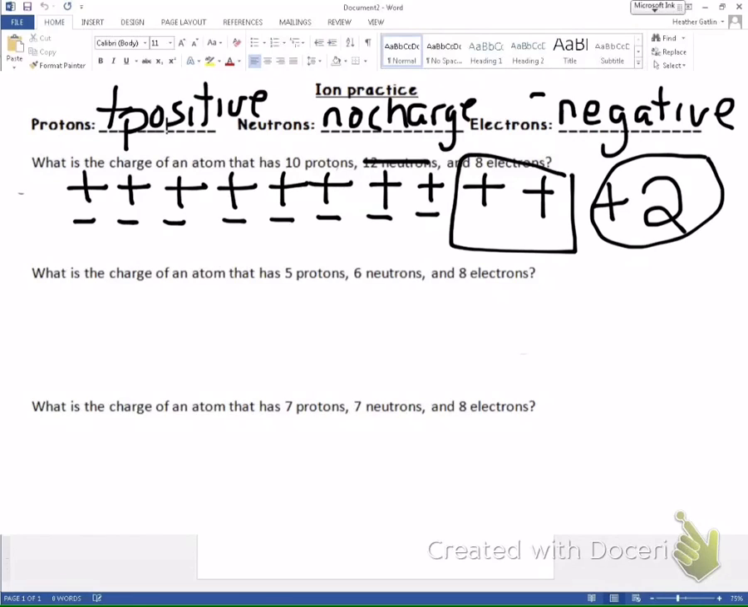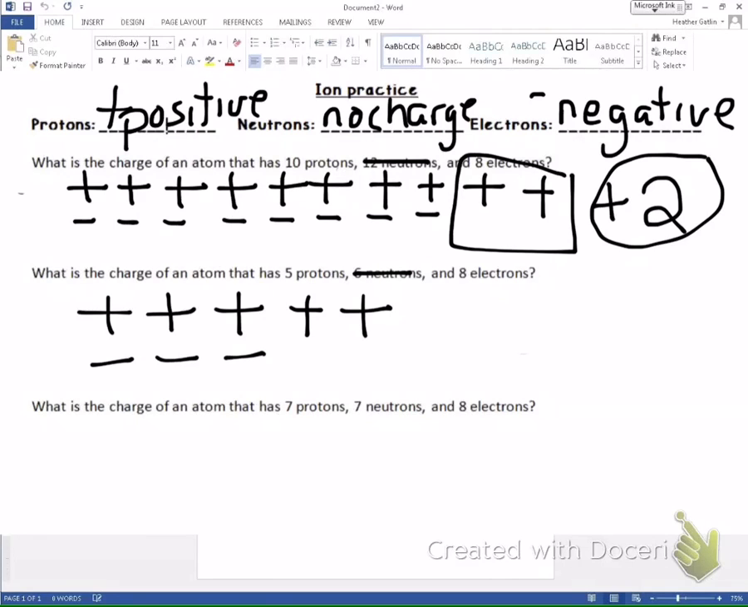Okay, let's look at another problem. Our next problem says, what is the charge of an atom that has 5 protons, 6 neutrons, and 8 electrons? Again, we are going to ignore the neutrons because neutrons do not carry charge. And so we're going to draw out our 5 protons first. Okay, and then we want to match an electron up with each proton.